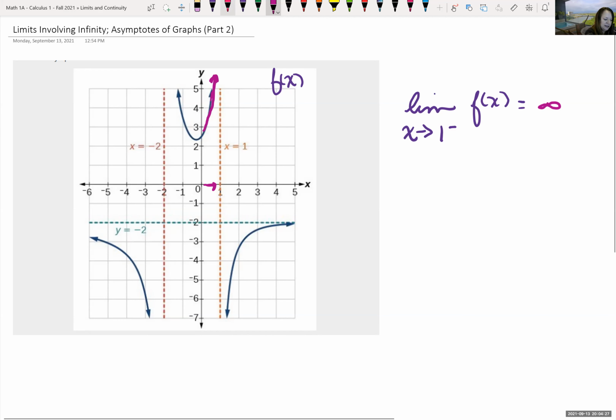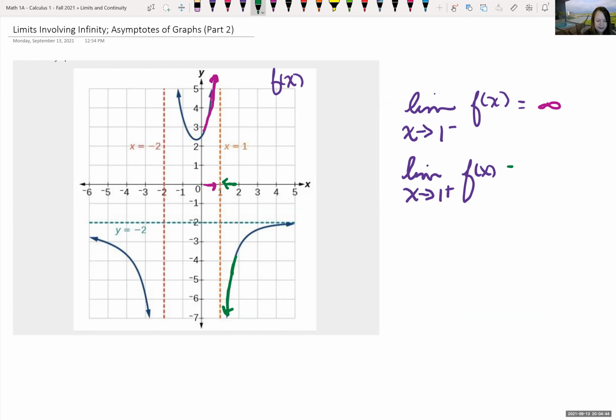If you look at this over here as x is approaching 1 on the right of f of x. So notice on the right-hand side, as we're getting closer and closer to 1 on the right-hand side, this is shooting downwards to negative infinity.